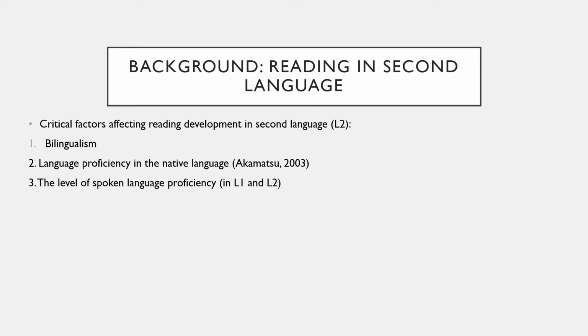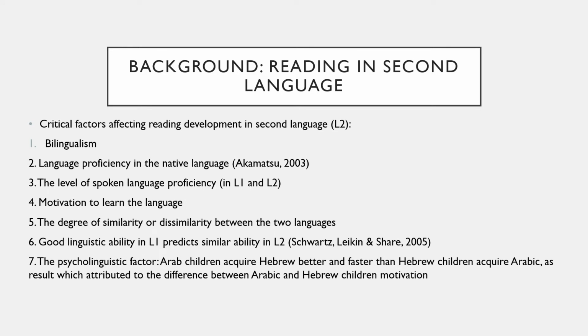Moreover, there are critical factors that affect reading development in a second language. First, it's bilingualism, and also language proficiency in the native language, and the level of spoken language proficiency in L1 and L2. All these factors affect reading development in second language acquisition. Moreover, motivation is also important, and the degree of similarity or dissimilarity between the two languages. And good linguistic ability in the first language predicts similar ability in the second language.